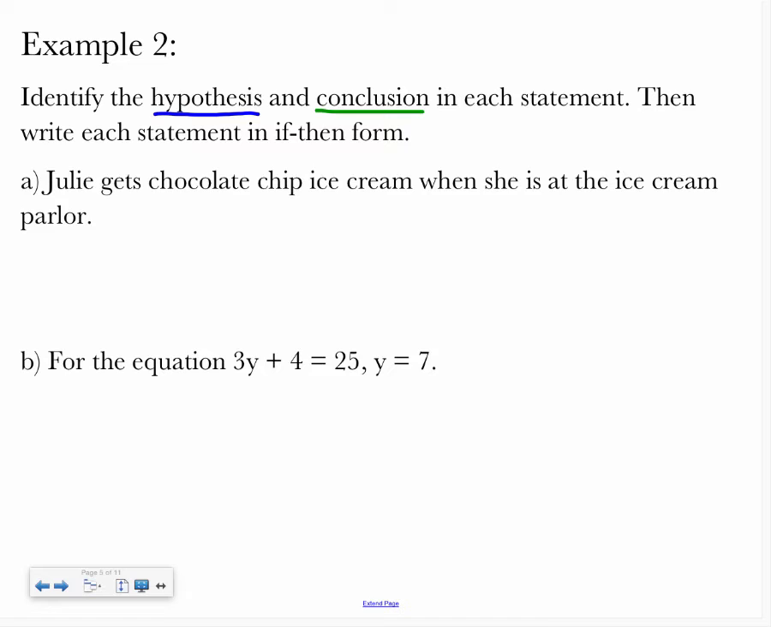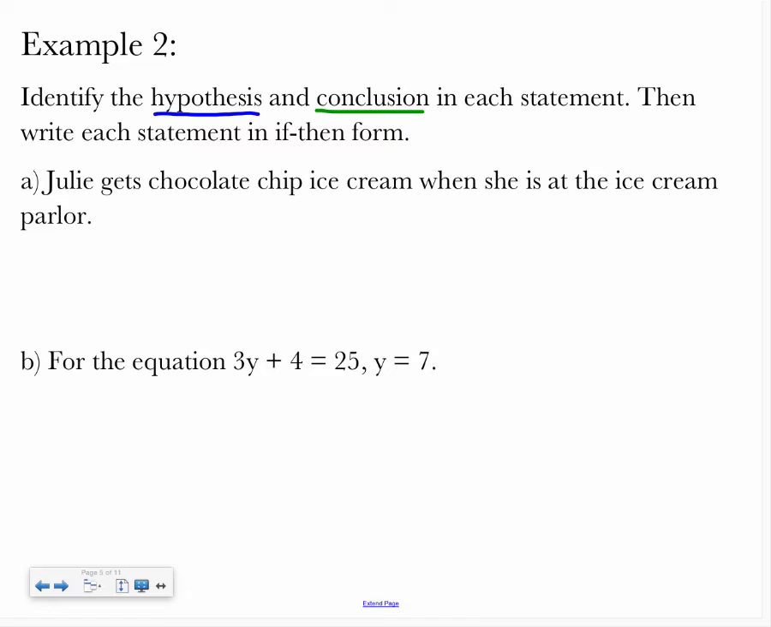If it is nice out today, so that's kind of like the condition. That's what affects whether or not I go to buy ice cream. That's what we want to look for in this first example. We want to look to see what is going to be the determining factor of if something else happens. Okay, so Julie gets chocolate chip ice cream when she is at the ice cream parlor.